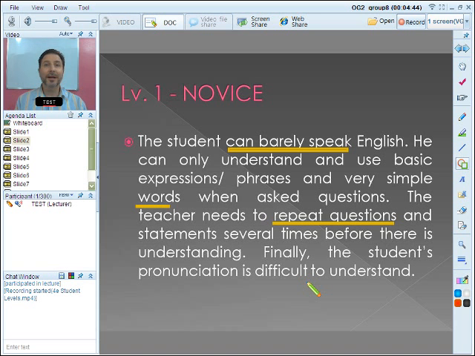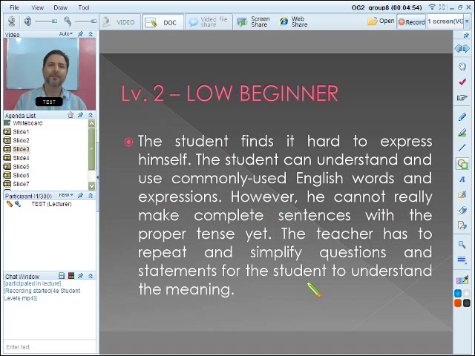So that can be a good way to help you gauge low level, high level. Okay, so that's Novice. Next we have low beginner. They do find it somewhat difficult to express themselves. They can use the common expressions and common words. When I say common, you know what's common. Hey, how are you? Fine, thank you. And you?